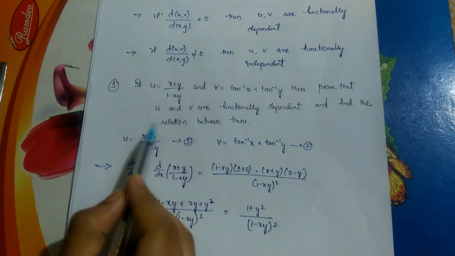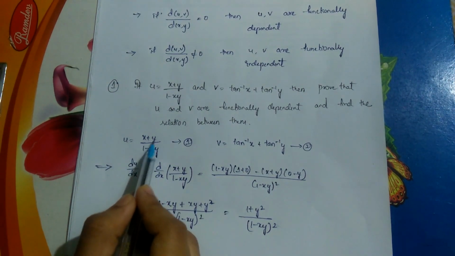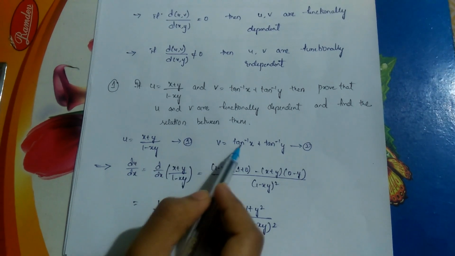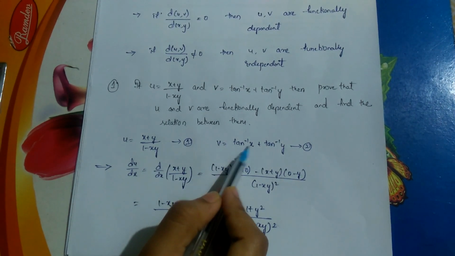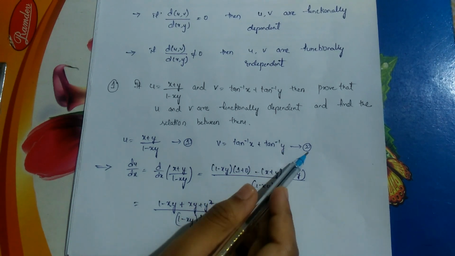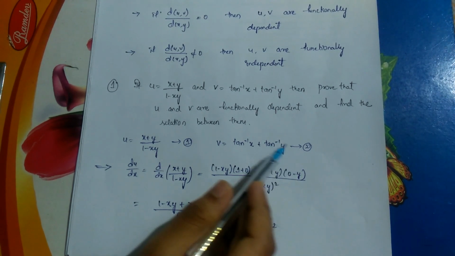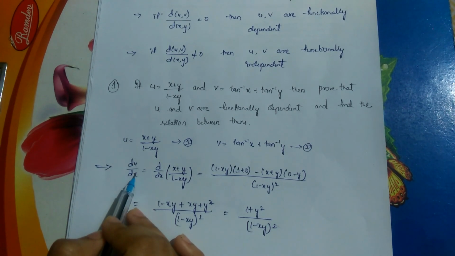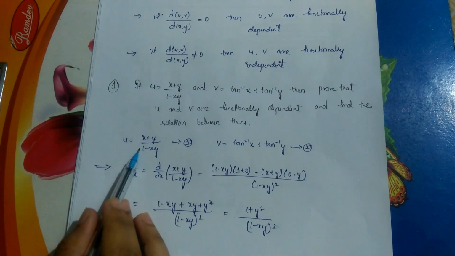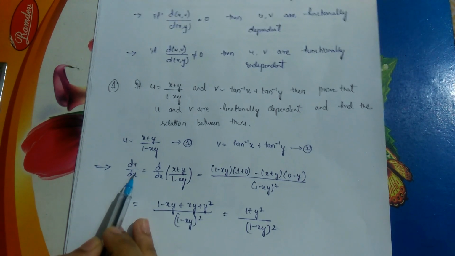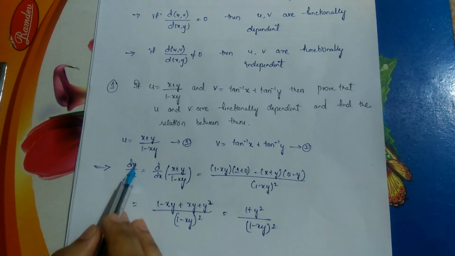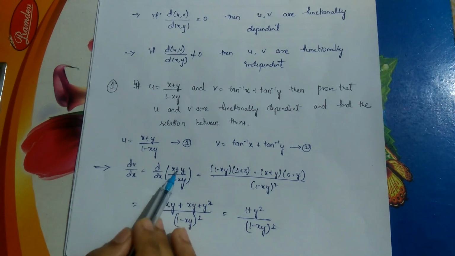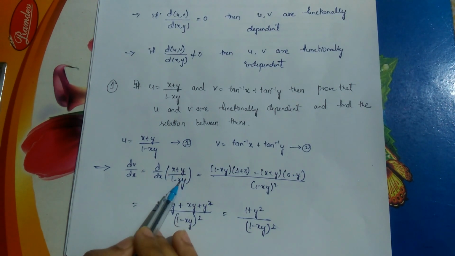So here the first, u is equal to (x plus y) by (1 minus xy). Let it be equation number 1. And v is equal to tan inverse x plus tan inverse y. Let this be equation number 2. So now we have to differentiate the u function with respect to x and y. First we are differentiating with respect to x, that is ∂u/∂x is equal to ∂/∂x of the function u, (x plus y) by (1 minus xy).